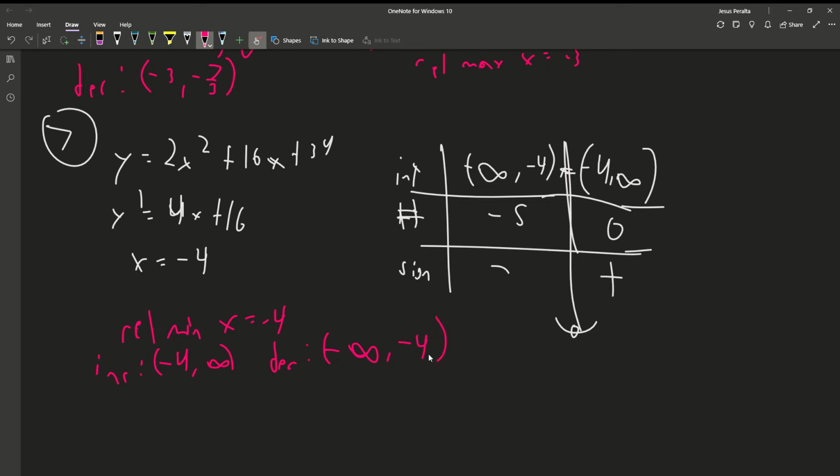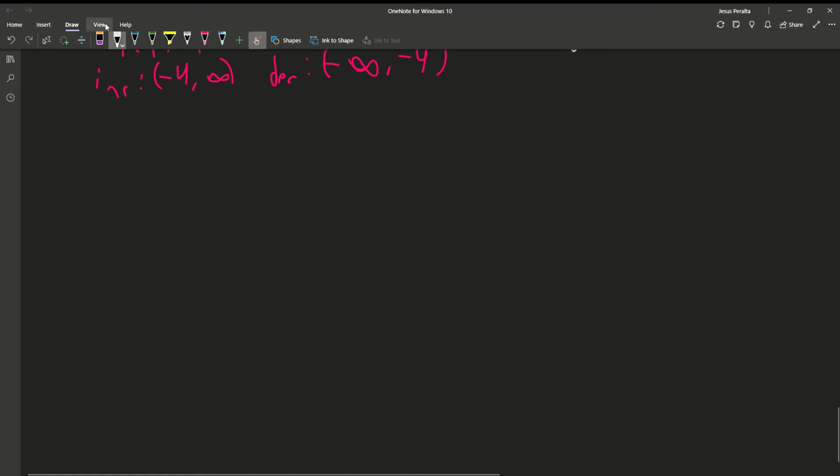Let's check our answer. Number 7, negative 4 to infinity, and negative infinity to negative 4, decreasing. That is exactly correct. Moving on, number 8.